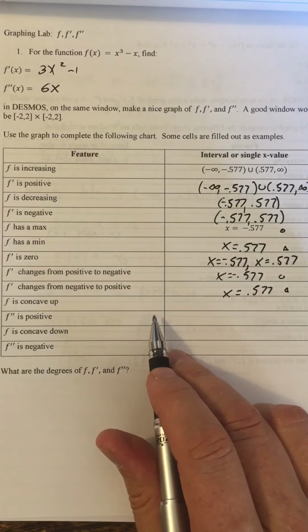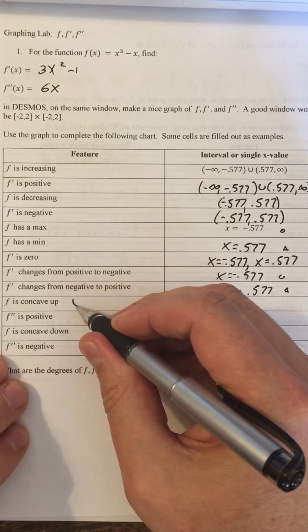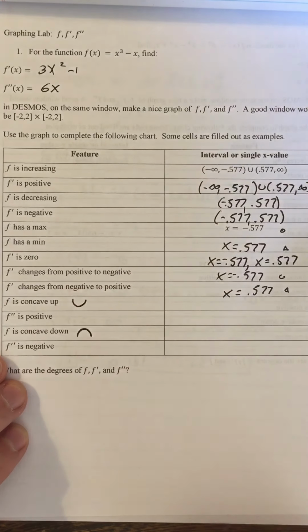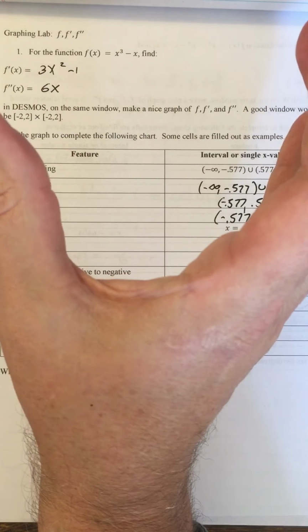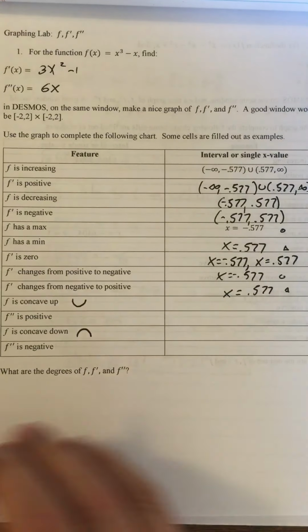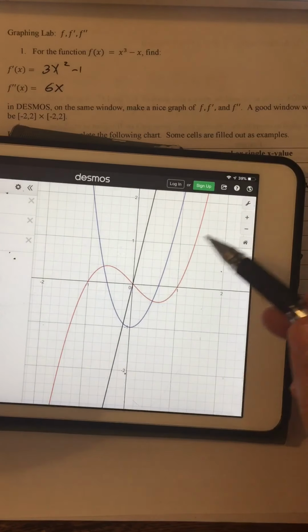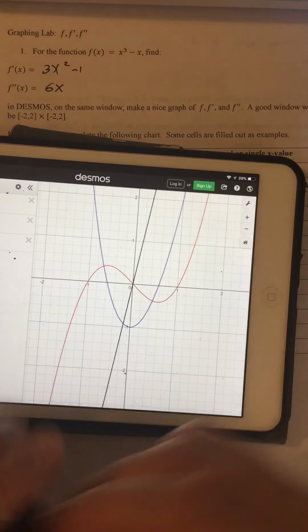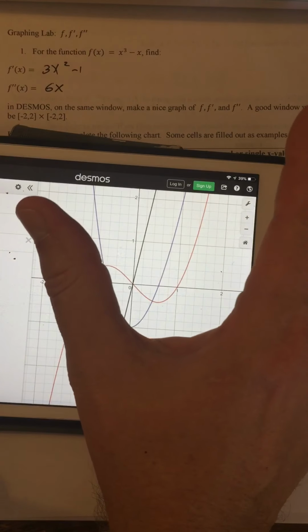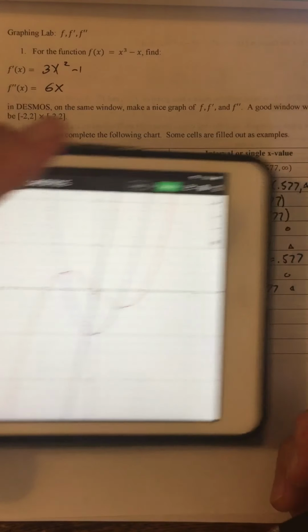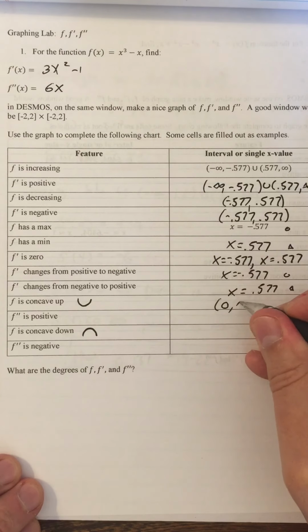Where is f concave up? If you forgot, concave up holds water like a cup. Concave down like you're wearing a frown. That's my thing, I invented that. So where is f concave up? Well, it's hard to tell exactly where it changes, but I think it looks like it's concave up from 0 to infinity. So f is concave up on 0 to infinity.